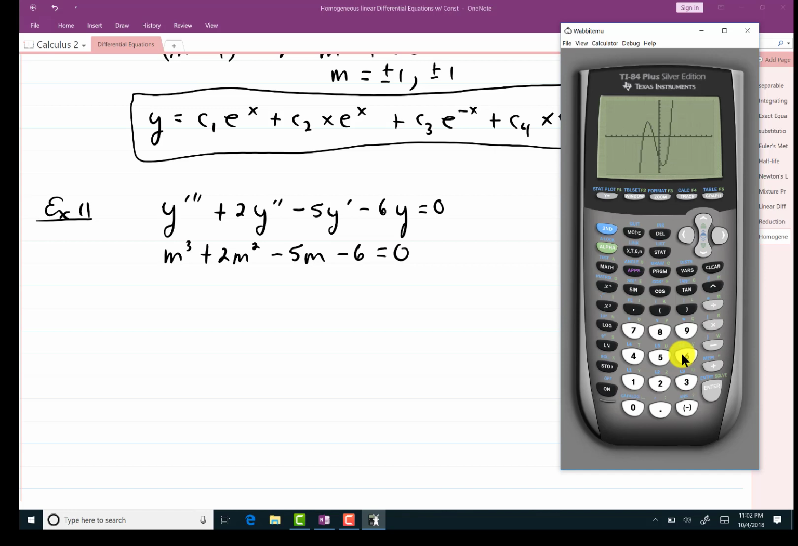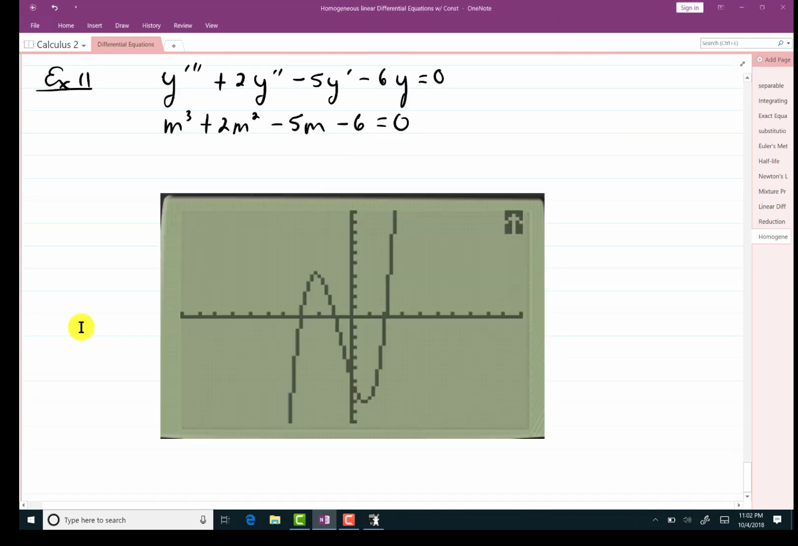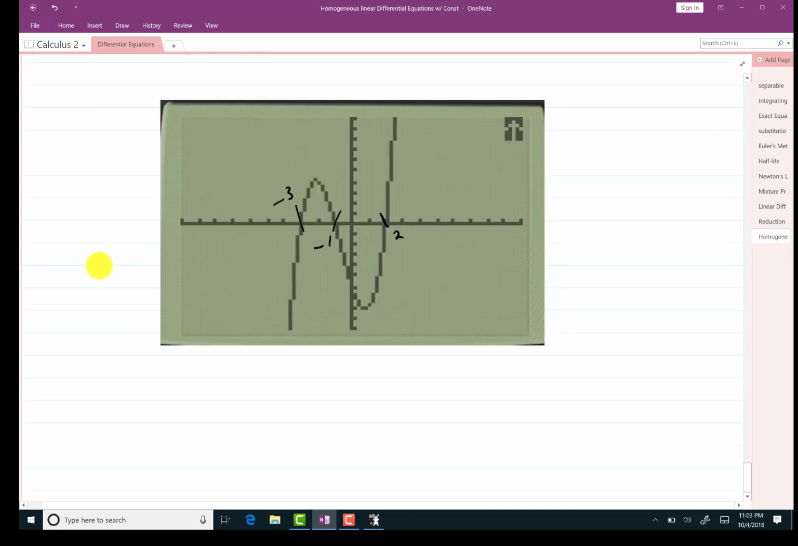So what I see here, if I look carefully, it's hard to see, so I've reproduced the graph onto here, and it looks like it crosses at -3, at -1, and at 2. So these look like my three values, although I don't trust it unless I actually zoom in and do a bunch of stuff. But let's just see if 2 actually is a solution to that.